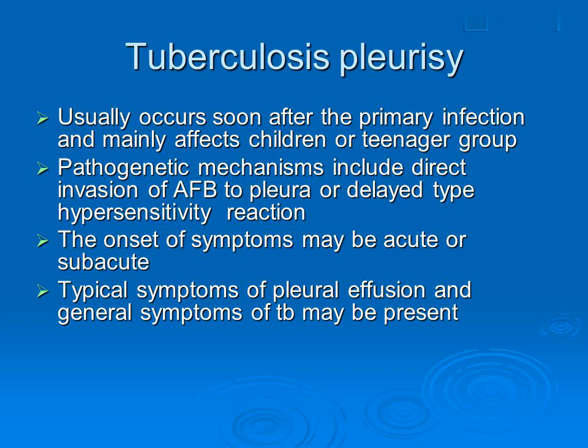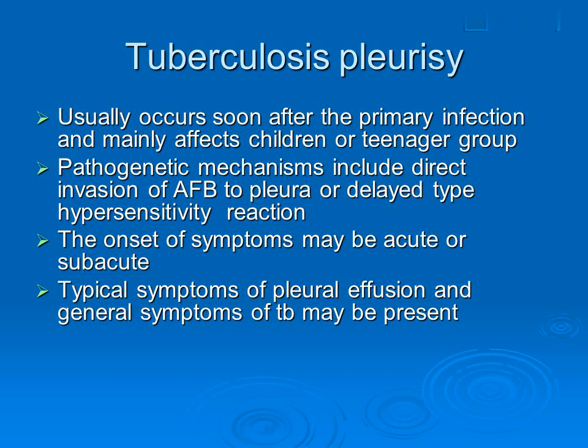Tuberculosis pleurisy usually occurs soon after the primary infection and mainly affects children or the teenage group. Pathogenetic mechanisms include direct invasion of AFB to the pleura or a delayed-type hypersensitivity reaction. The onset of symptoms may be acute or subacute. Typical symptoms of pleural effusion and general symptoms of TB may be present.